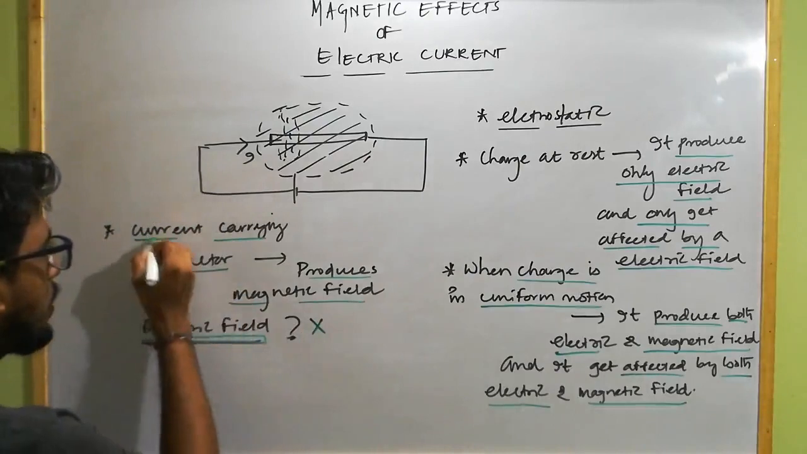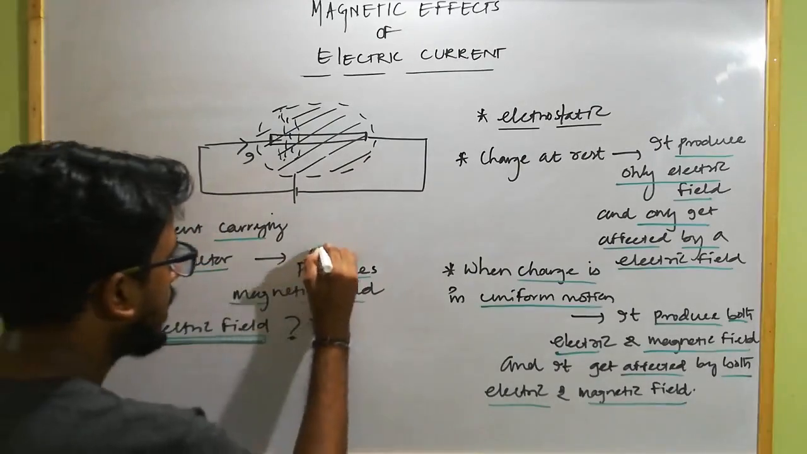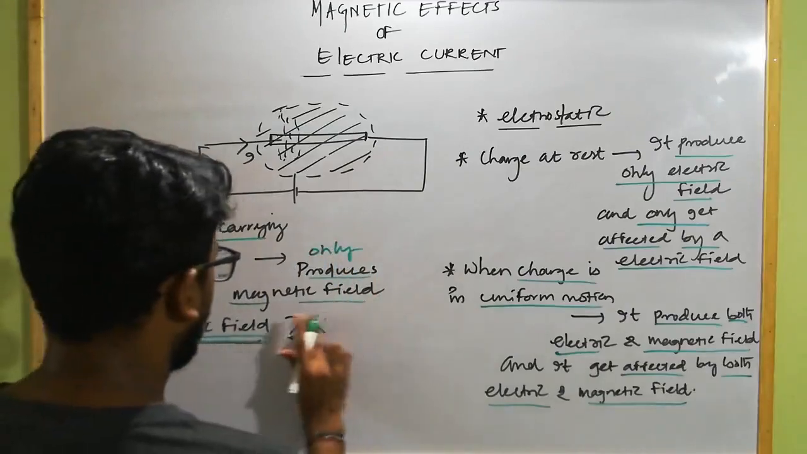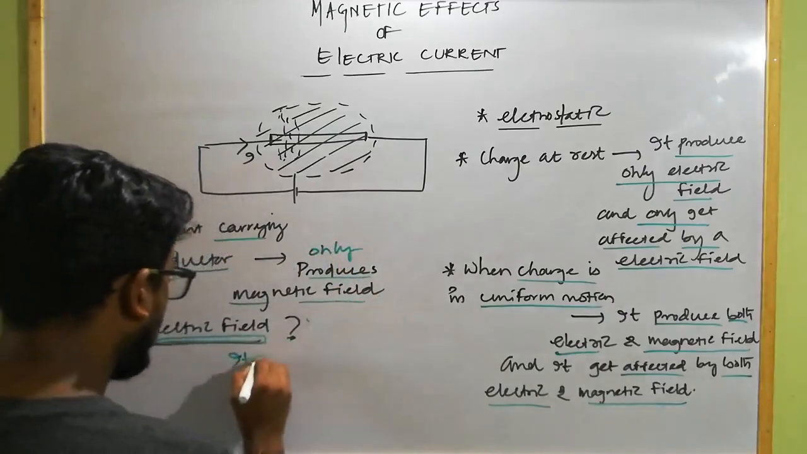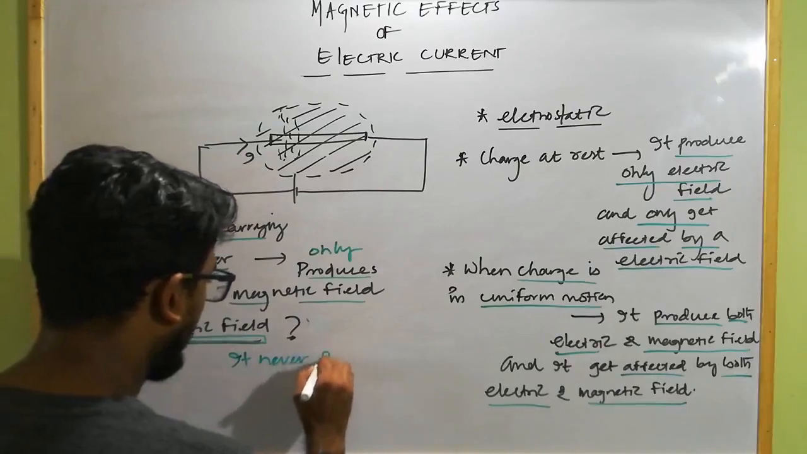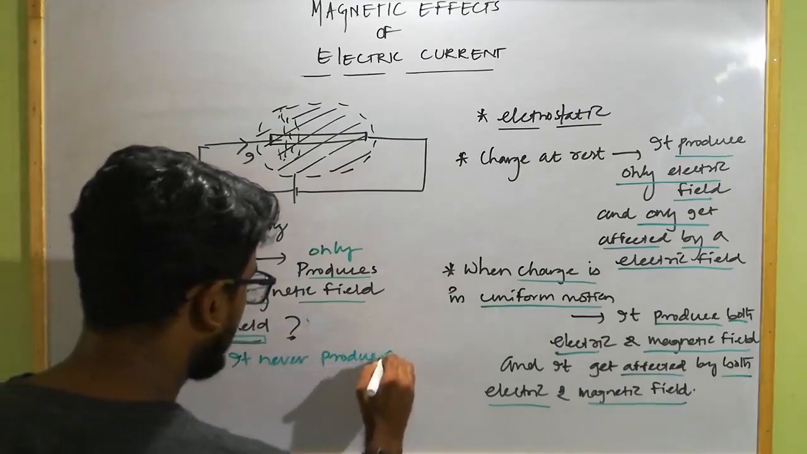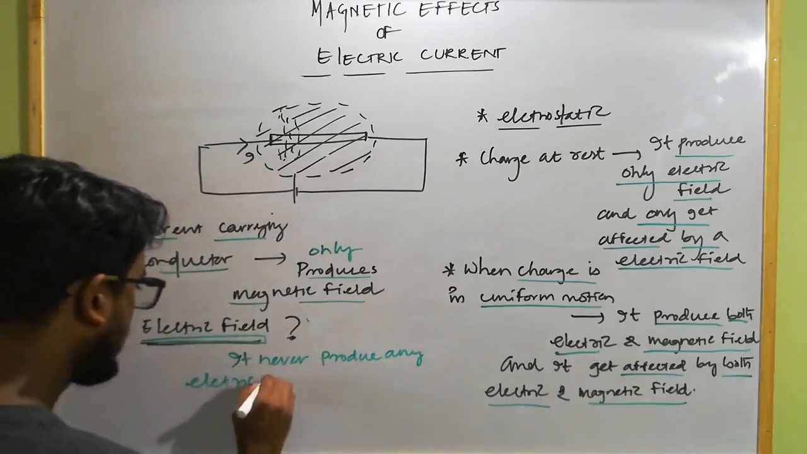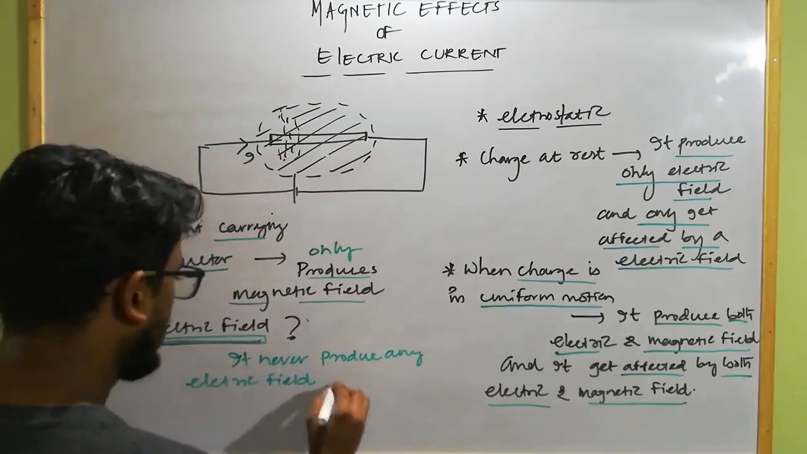You have to remember that a current carrying conductor only produces magnetic field. It never produces any electric field surrounding it.